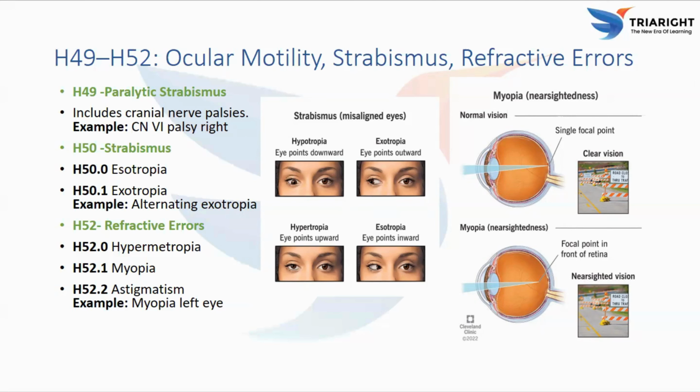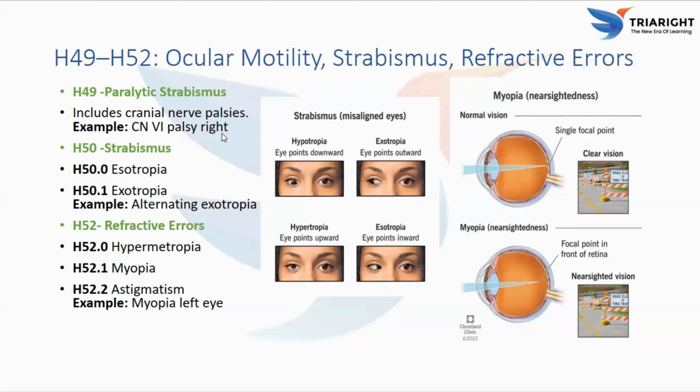So for example, sixth cranial nerve palsy, in the right eye, the right lateral rectus muscle becomes weak. So by this, the eye cannot move outward. The eye turns inward when the muscle that moves the eye outward is paralyzed. So this results in the paralytic strabismus. So the H50 category is for strabismus. What do you mean by strabismus? It is also called misaligned eyes.